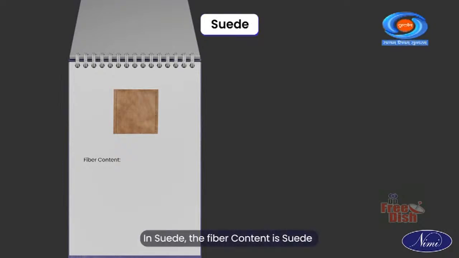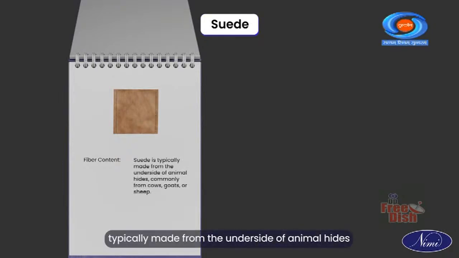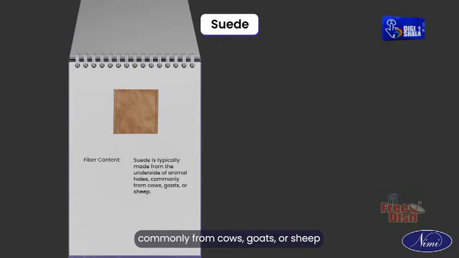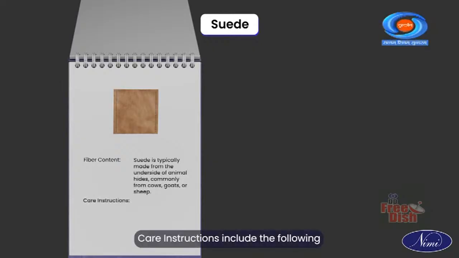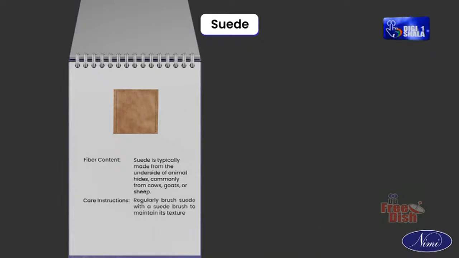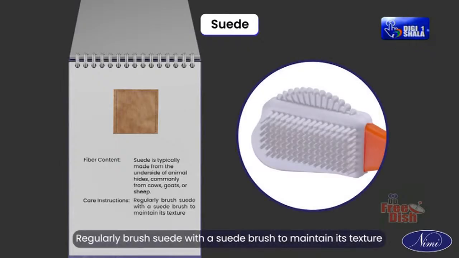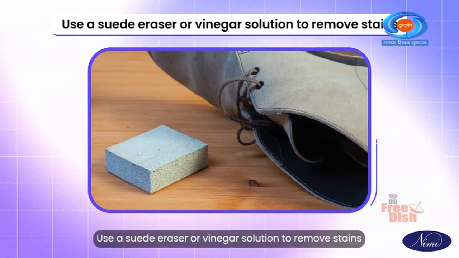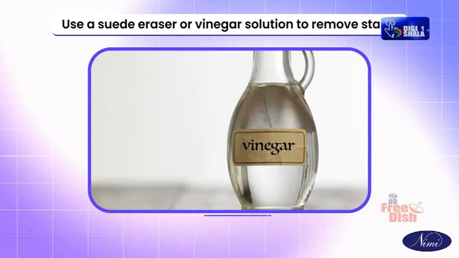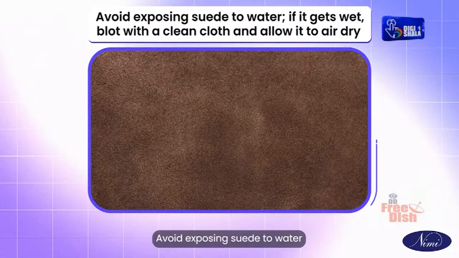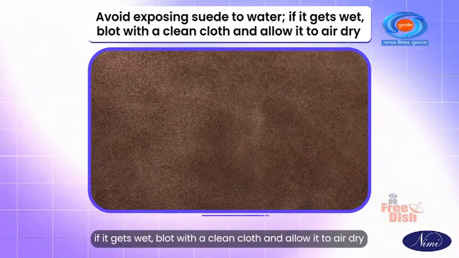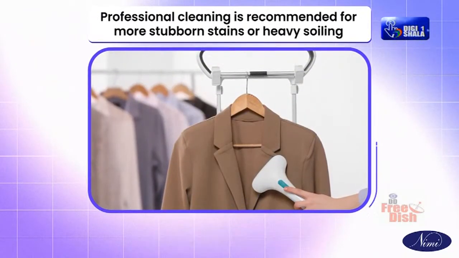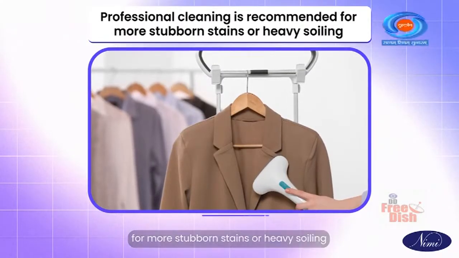In suede, the fiber content is suede, typically made from the underside of animal hides, commonly from cows, goats, or sheep. Care instructions include the following. Regularly brush suede with a suede brush to maintain its texture. Use a suede eraser or vinegar solution to remove stains. Avoid exposing suede to water. If it gets wet, blot with a clean cloth and allow it to air dry. Professional cleaning is recommended for more stubborn stains or heavy soiling.